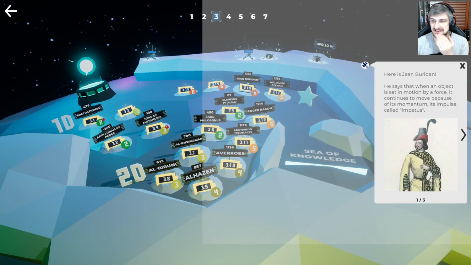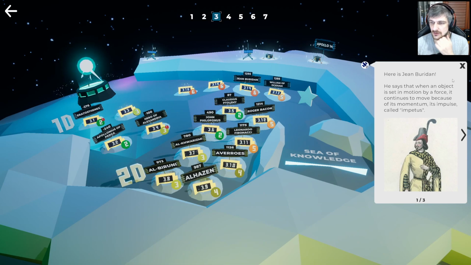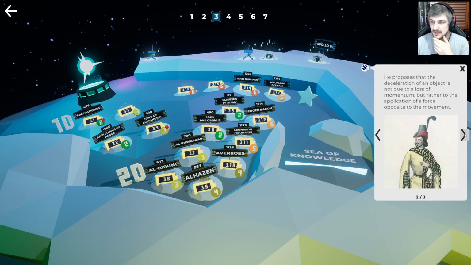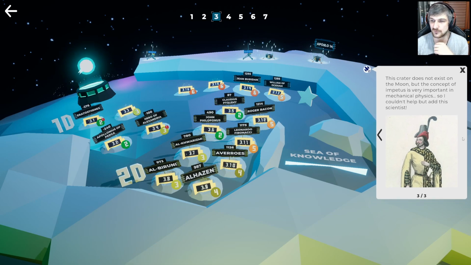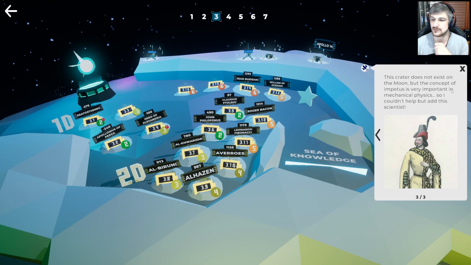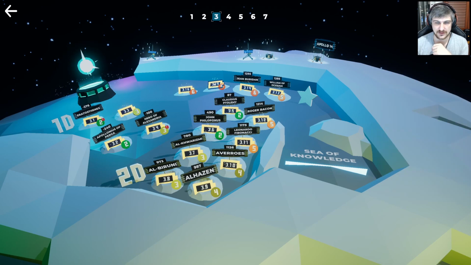This game's super cool. Here's Jean Buridan. He says that when an object is set in motion by a force, it continues to move because of its momentum, its impulse, called impetus. It proves that the deceleration of an object is not due to a loss of momentum, but rather the application of a force opposite to the movement. The creator does not exist on the moon. Well, he is also very important because it's also entirely correct.